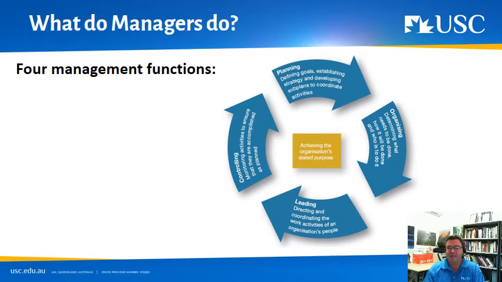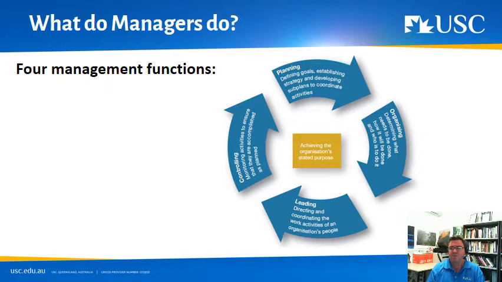This becomes a key aspect of your learning in this course, the four management functions. This is what managers do. First off, planning: defining goals, establishing strategy, and developing subplans to coordinate those activities. This is often, particularly when we look at establishing strategy, the role of senior managers, and we'll look at these levels in a minute. But planning becomes one of the key aspects of managing. You can't achieve goals if you haven't figured out how to achieve them.